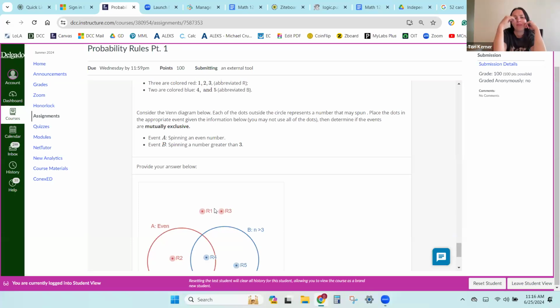Then 1 and 3 have to go outside because they're not even and they're not blue. Does that look good?